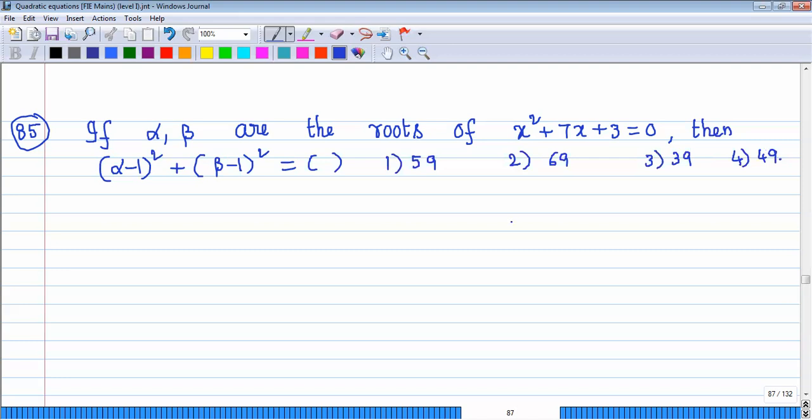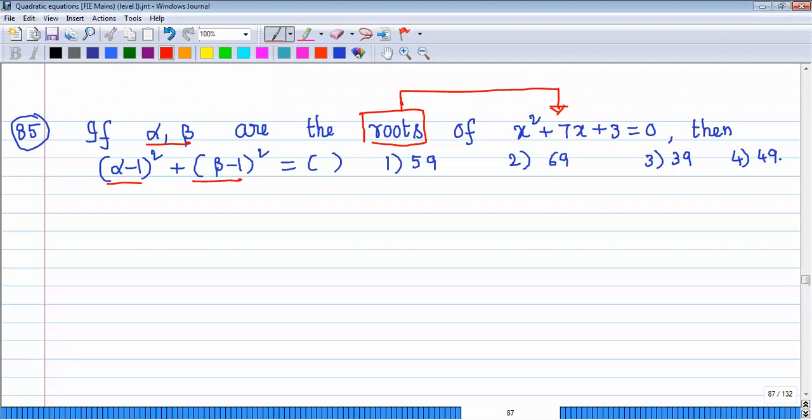So don't wait for my solutions. Whenever the question is there, look at the screen and read the question, understand and comprehend the question, then start your working. So you need to do your work. After that, you follow me. So don't be idle. If alpha comma beta are the roots of this equation, then alpha minus 1 whole square plus beta minus 1 whole square we need to find out.